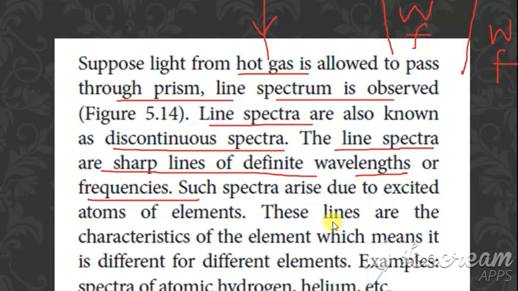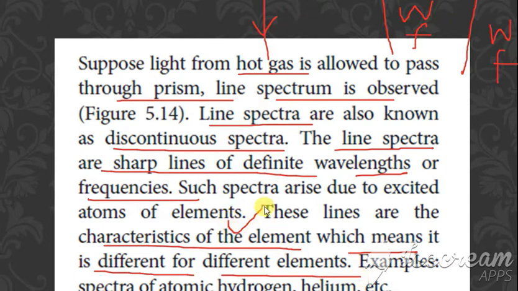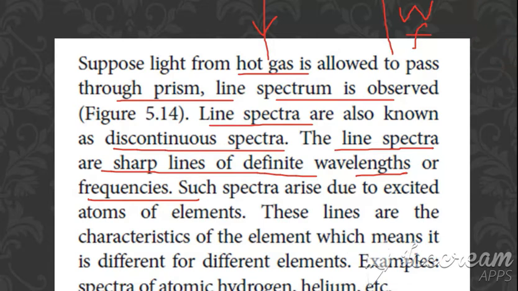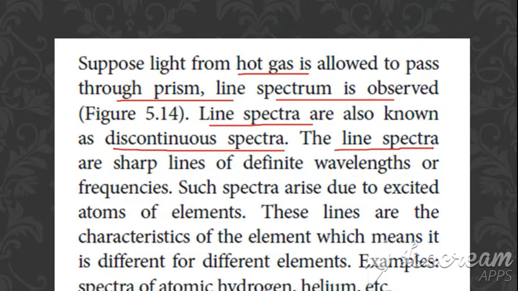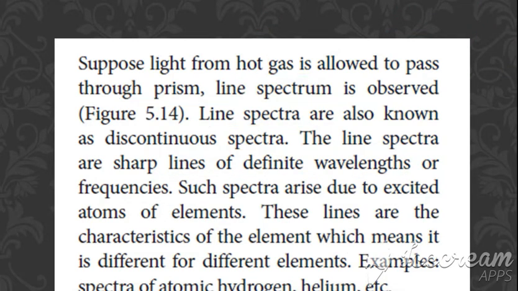Clear? These lines are the characteristics of the element, which means they are different for different elements. The characteristic depends on which element it is. The examples are atomic hydrogen, helium, etc. Clear? So light from a hot gas, when passed through the prism, gives a line spectrum. It is not continuous. It has definite wavelength and definite frequency.